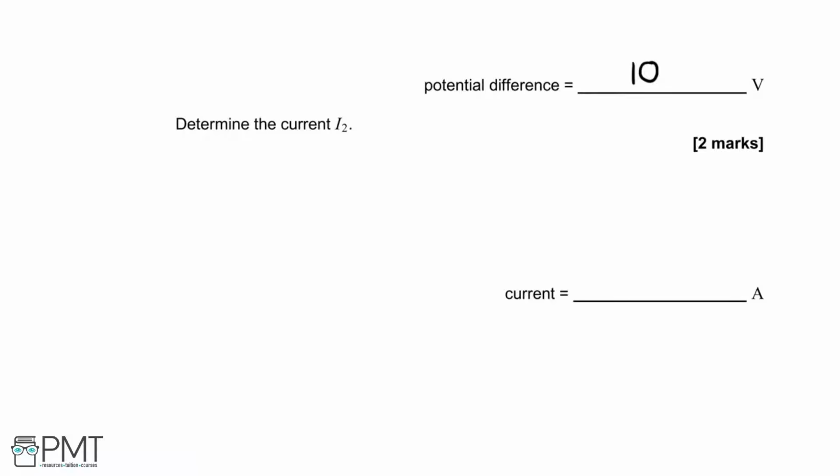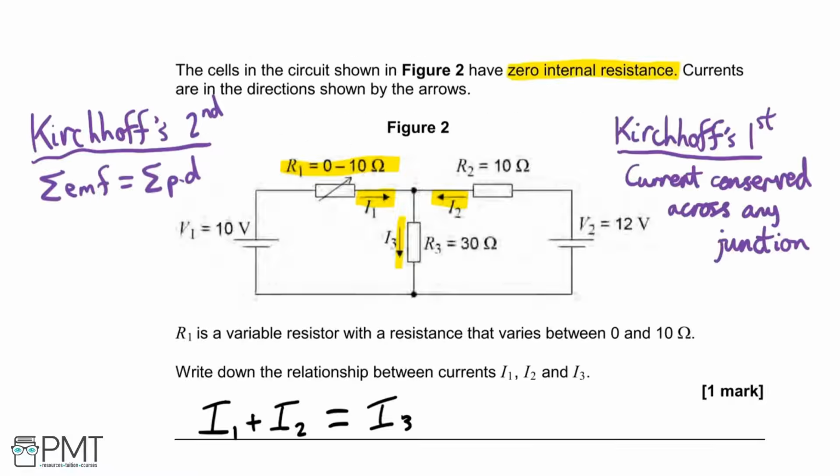Determine the current I2. So let's have a look back at that diagram. So what we can see there is that on that basis, when the potential difference across R3 is 10 volts, if we look at Kirchhoff's second law again for the closed loop on the right, we can see that where there's an EMF supply of 12 volts, but R3 is taking 10 volts away, what's then remaining is going to be 2 volts. So let's write that down. We can then use V equals IR to work out the current through R2. So let's actually write that down in the question area.